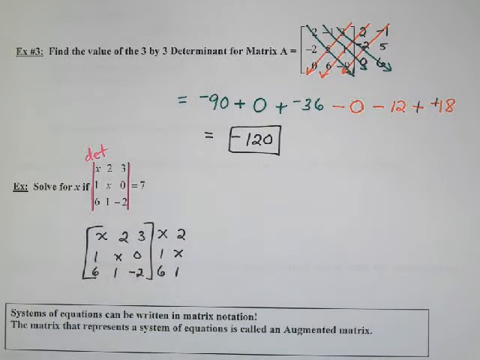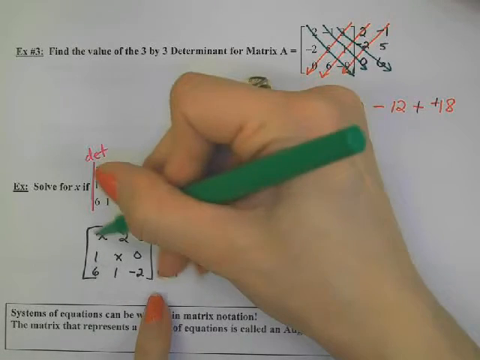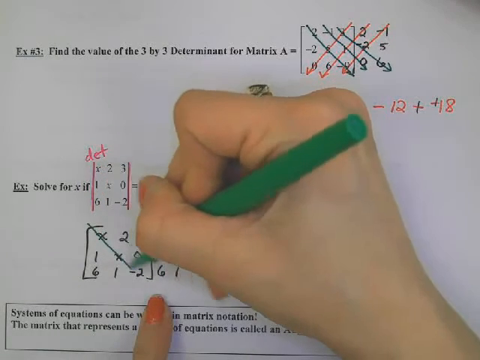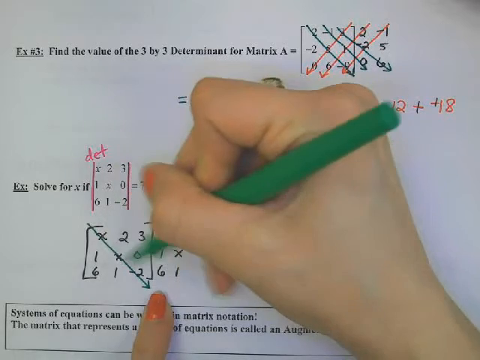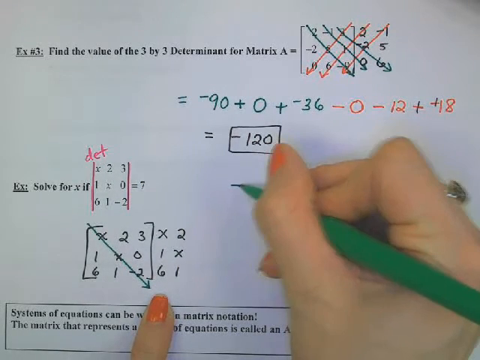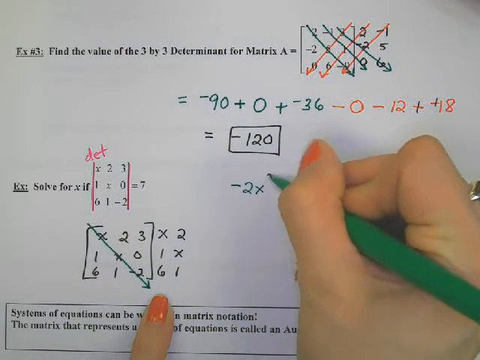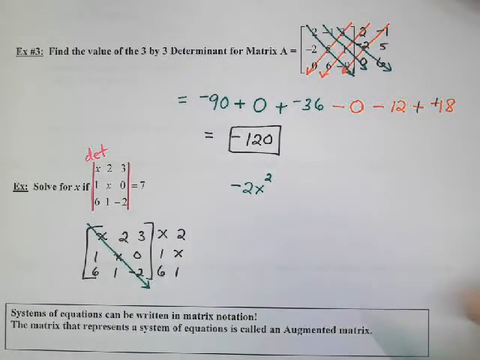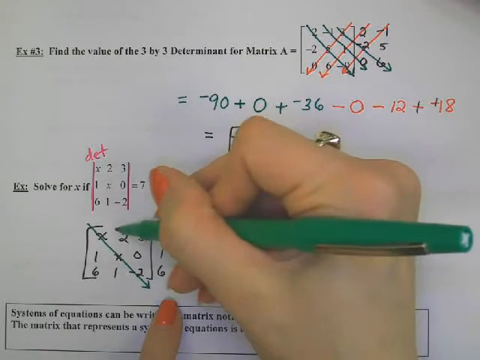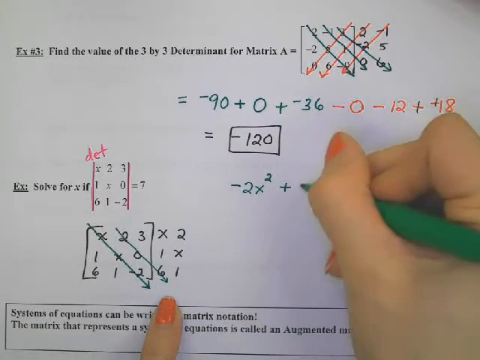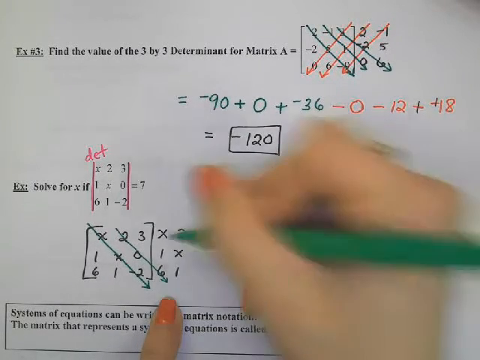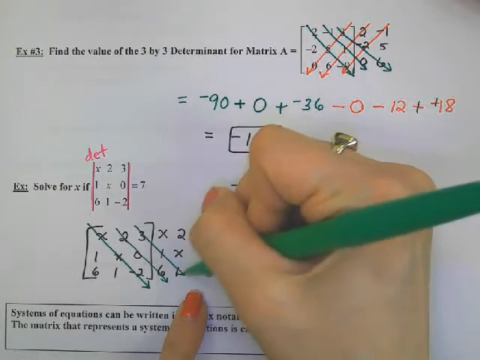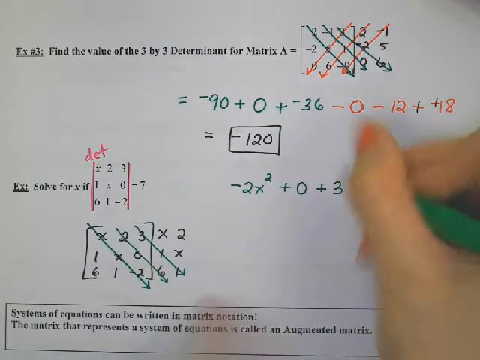Now it's time for us to calculate the determinant. So let's go down, down, down to the right. Oh, this is getting interesting. X times negative 2 is negative 2x squared. All right, let's do it again. Plus the next diagonal is 0. Plus the third diagonal, 3 times 1 times 1 is 3.